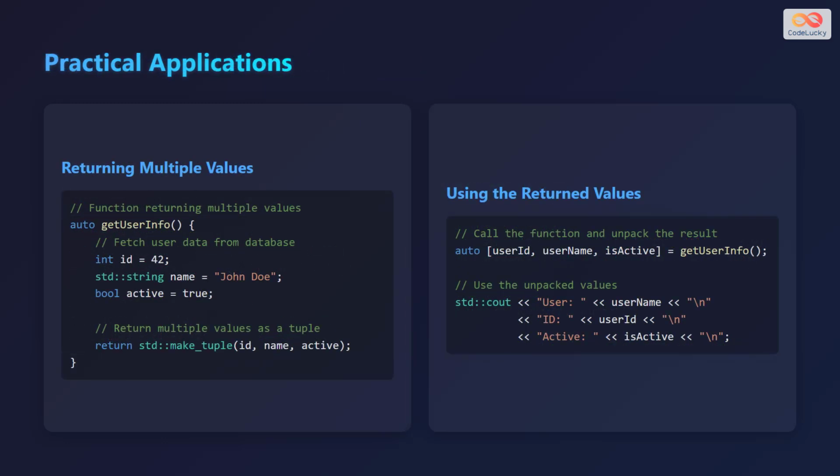Tuples are commonly used to return multiple values from a function. Consider a function that fetches user data from a database. Instead of using output parameters or creating a custom structure, you can return a tuple containing the user's ID, name, and active status. Using structured binding, we can unpack the returned tuple into individual variables and use them directly.